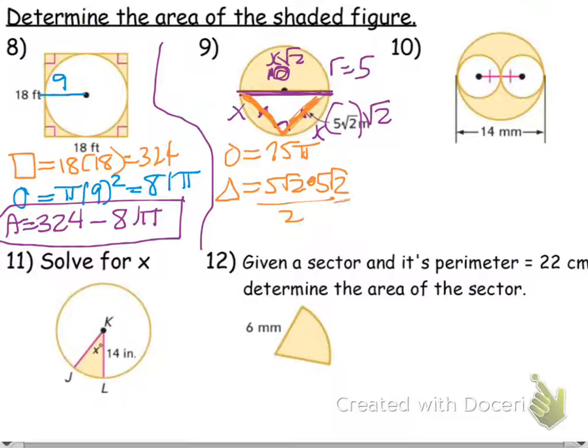When you do that, 5 times 5 is 25, and root 2 times root 2 is 2. So 25 times 2 is 50, divided by 2. So the area of the triangle is 25. Now, if you want the area of just the shaded part, you take the area of the circle, which was 25 pi, and you subtract out the triangle, which was 25.